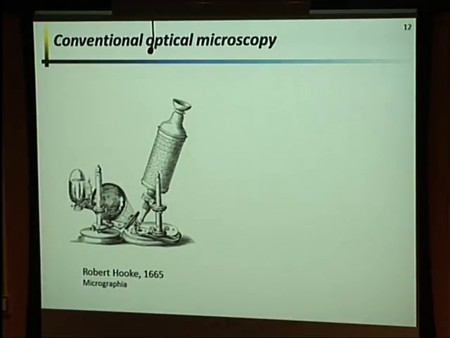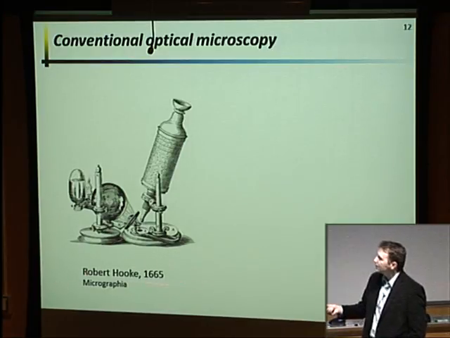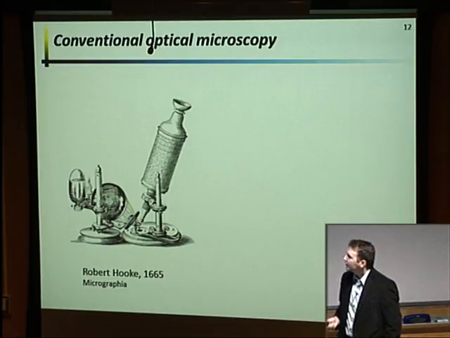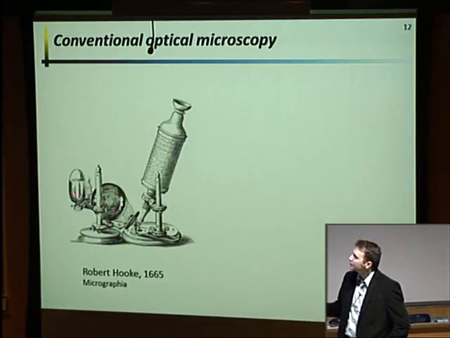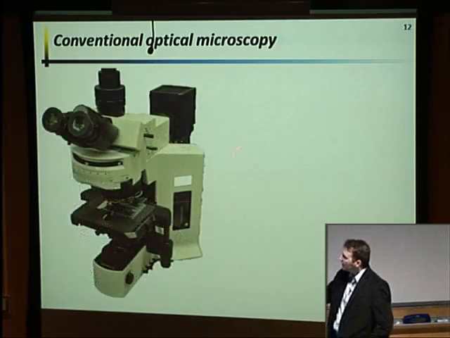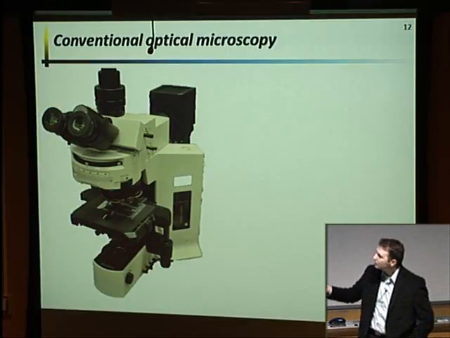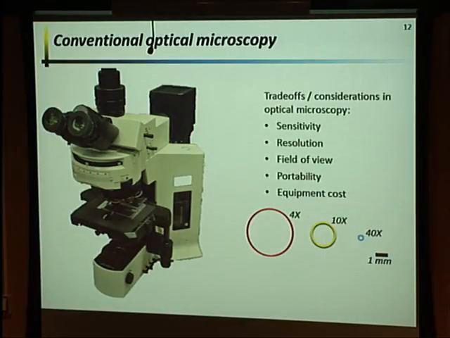So this is our imaging approach. Before I get into that, I'm going to contrast it with conventional optical microscopy. This is one of the earliest microscopes, from Robert Hooke. If you compare this type of microscope to a modern-day microscope, you'll notice that there are many of the same components. You still have a light source, a condenser lens, your sample, an objective, and an eyepiece. And if you look at a modern-day microscope, you have the same sort of elements. Because of the fundamental way in which these microscopes are built and designed, you end up with a number of trade-offs. These trade-offs include sensitivity, resolution, field of view, portability, and equipment cost.